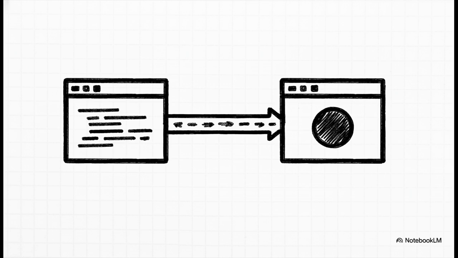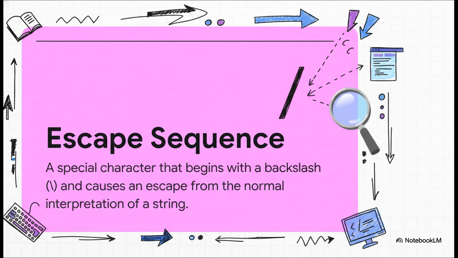But what if we want the output to look a little cleaner? To get more control, we use something called an escape sequence. You can think of it like a secret command for your computer's terminal. It always starts with a backslash, and it tells the program to do something special, like start a new line, instead of just printing the next character literally.